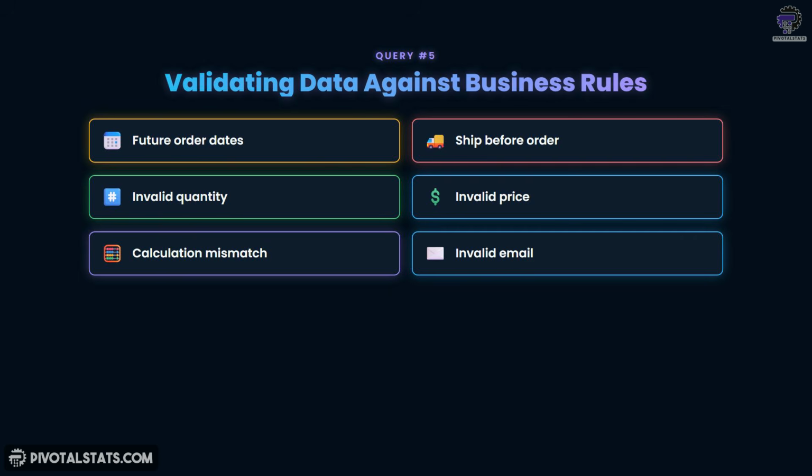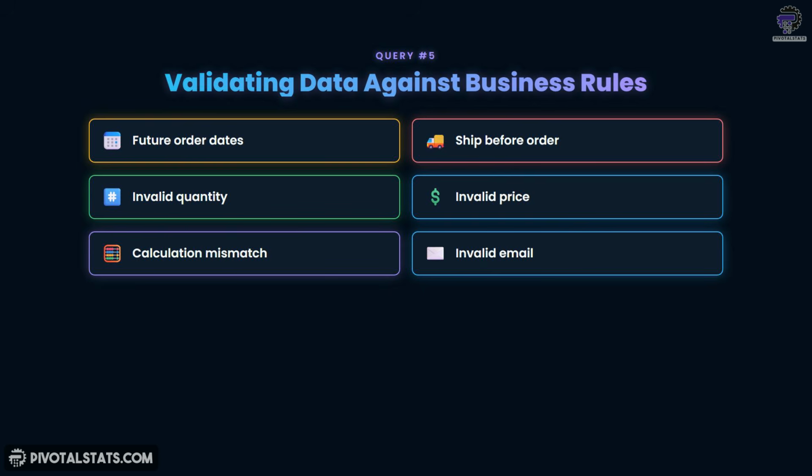Future order dates, which shouldn't exist. Ship dates before the order date, which is physically impossible. Quantities and price at 0 or below, which represents invalid transactions. Calculation mismatches, where quantity times price doesn't equal the recorded total amount. And email addresses that don't match a basic format pattern.